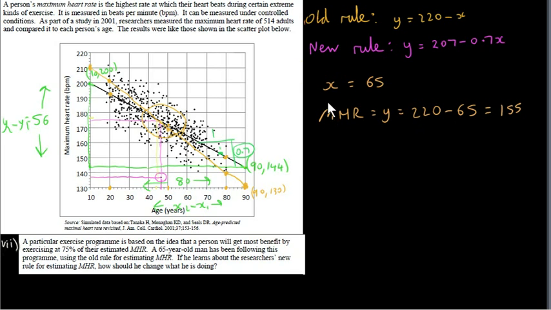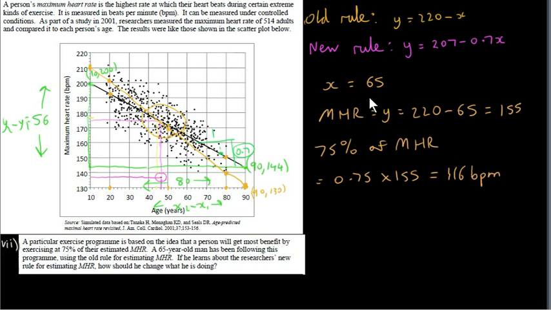So here's the old rule, I'm just doing it in brown. And the exercise program says that the person will get most benefit by exercising at 75% of this. So we're going to get 75% of the maximum heart rate for a 65-year-old man. So we just get 75% of 155. So that's 0.75 multiplied by 155. That's 116 beats per minute.